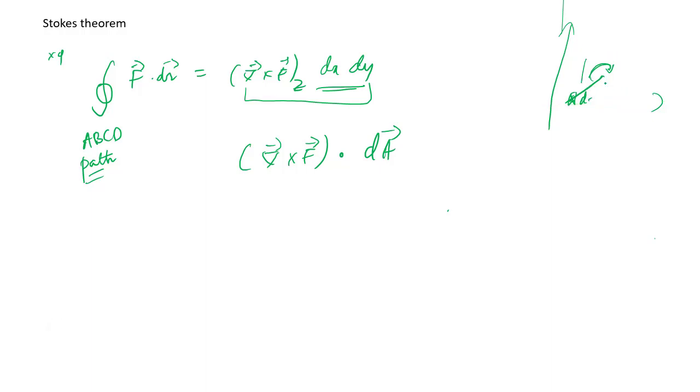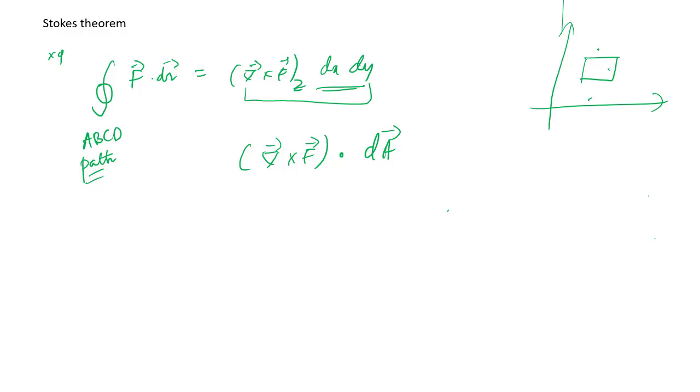If I curl our right hand fingers around the loop, if I do this, if I go this way, then it's going to point that way, correct? Along the z direction, and that's why we are getting here curl of f z dx dy. So then I can write this as curl of f dot product with dA, right?